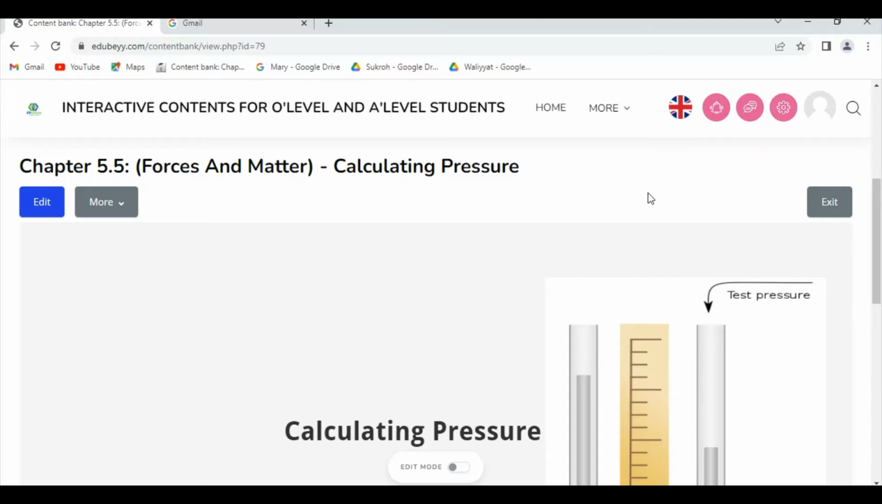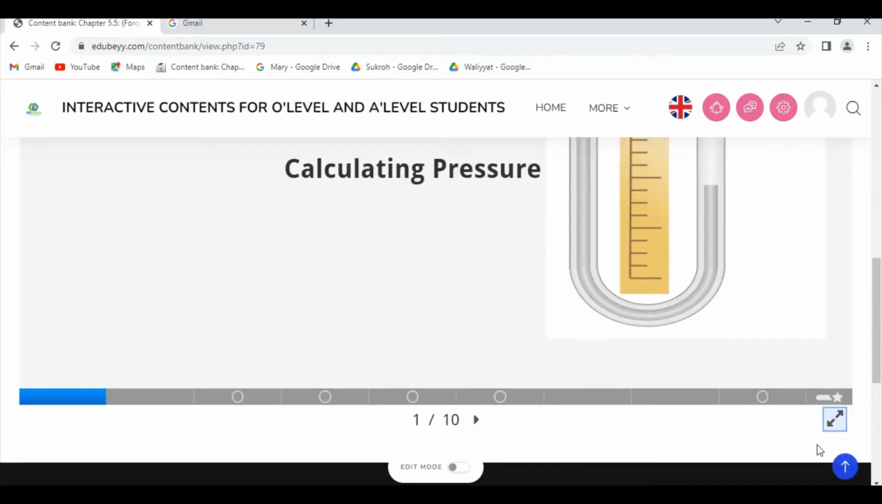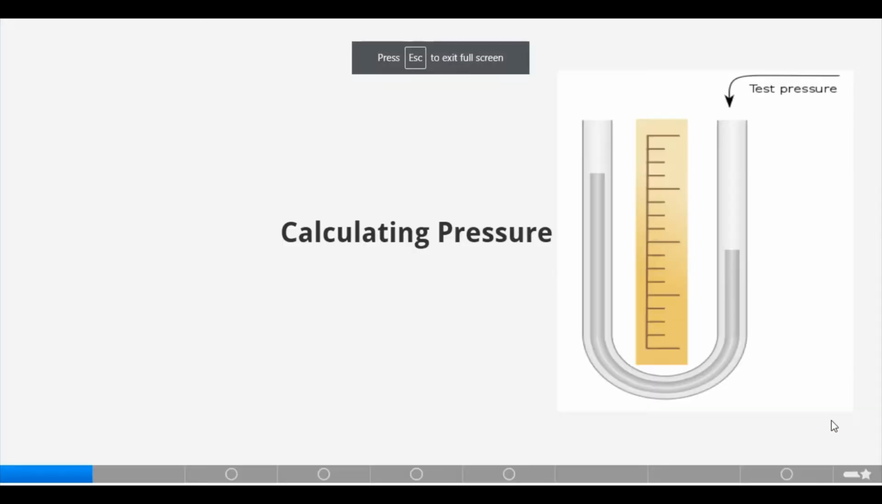Good day, students. Today we'll be dealing with chapter 5.5 under forces and matter: how to calculate pressure. Let's start the class.